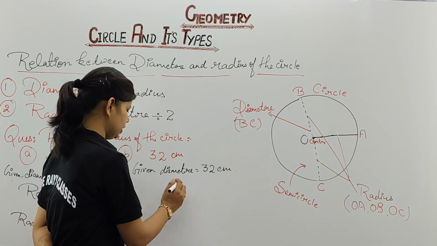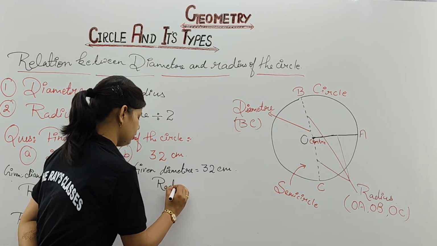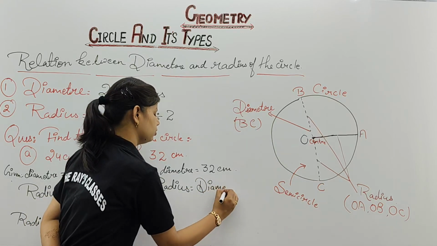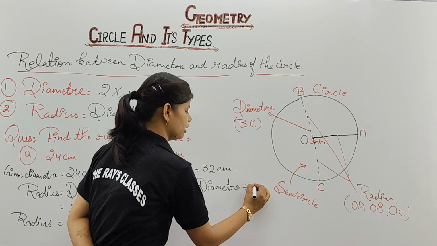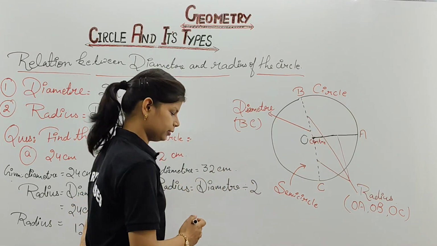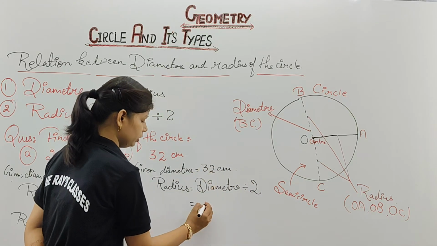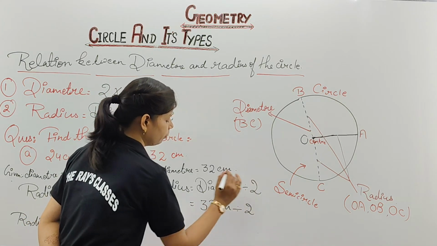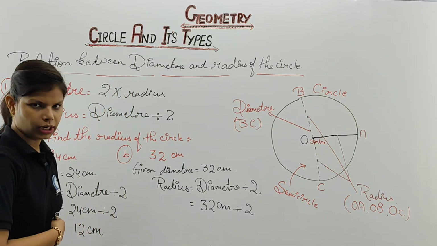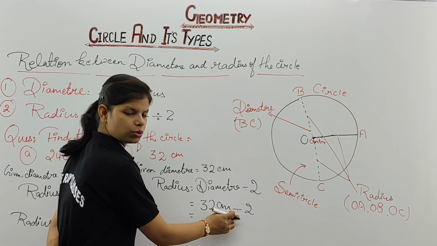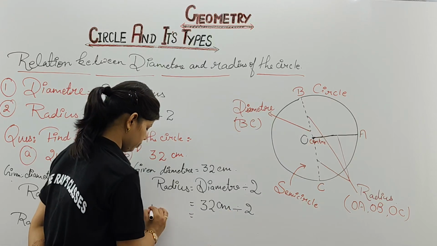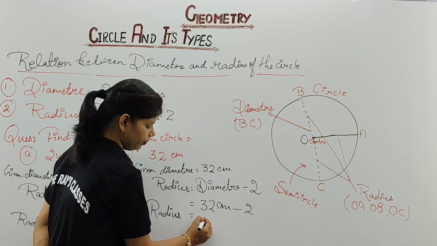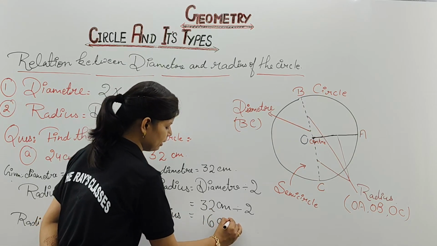Now next, when we are moving with here, formula is written radius equal to what? Diameter divided by 2. Clear? Next, your diameter is what? 32 centimeter divided by 2. Clear? So when you are dividing 32 with 2, what you will get as an answer? Any guess? It's very easy division. I think you all can do. So we are getting what? 16 centimeter.